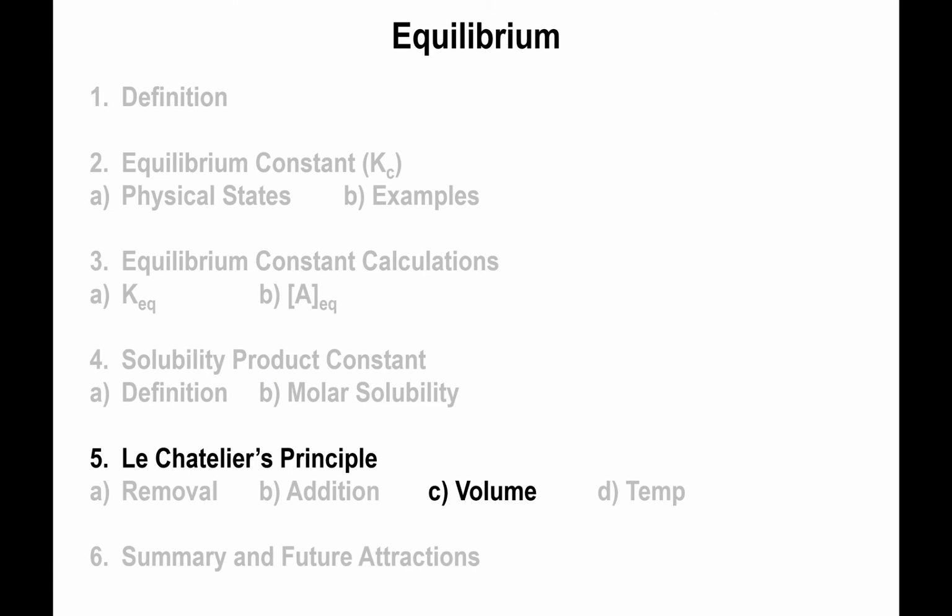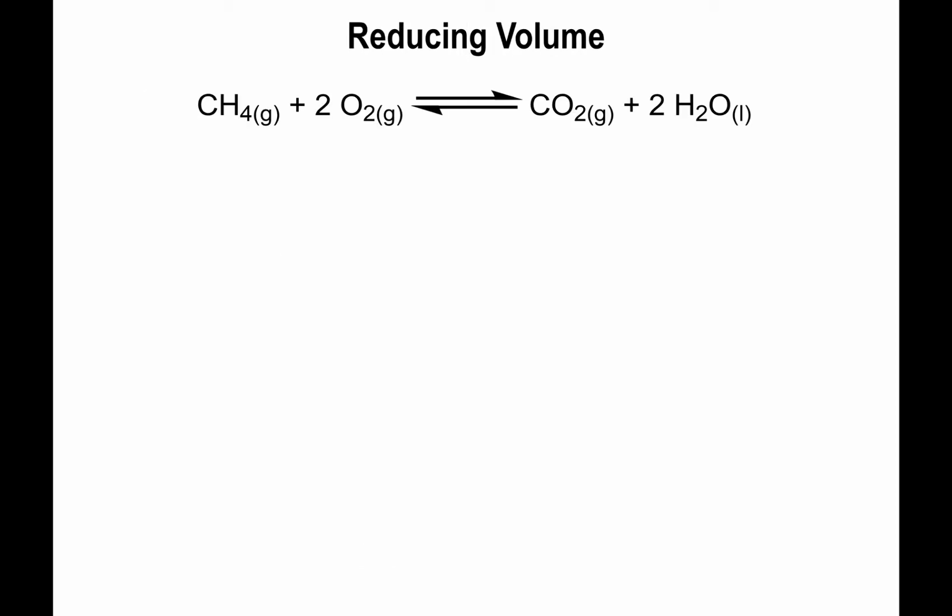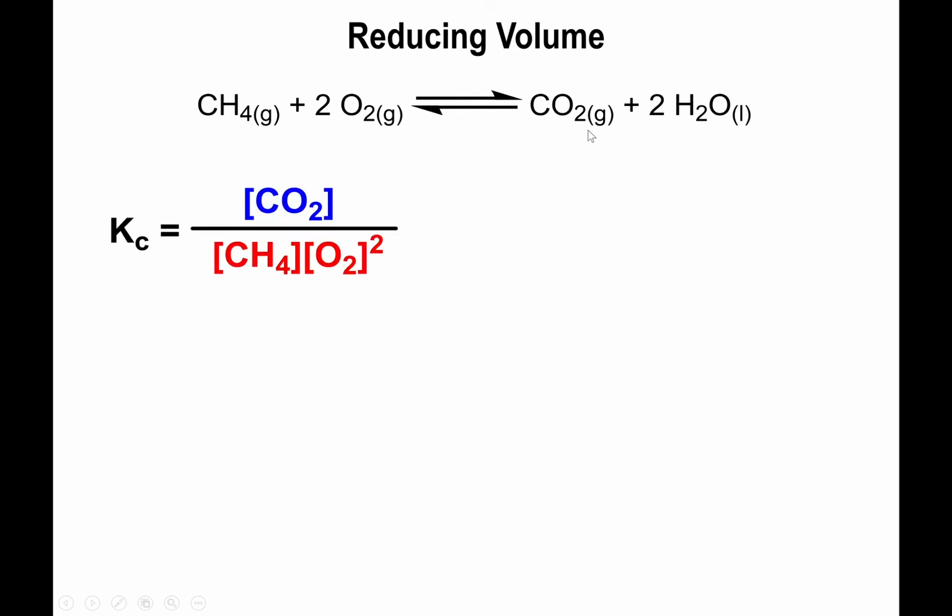All right, now for volume, this is actually very much in tandem with gases. But the idea is this. Okay, so let's look at this equation. CH4 plus O2 gas produces CO2 gas plus water. Now the water is a liquid, so that's not really gonna play a role in the equilibrium expression. So we just focus on the gases. CO2 gas to the first power divided by CH4 to the first power times O2 to the second power based on the balancing coefficients.